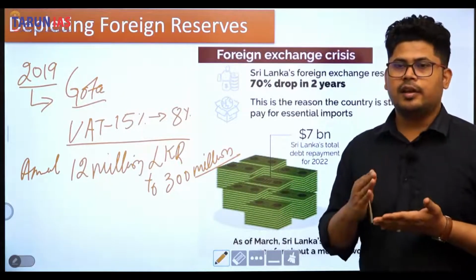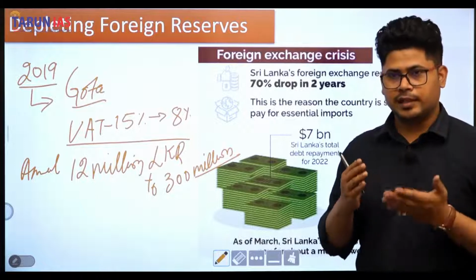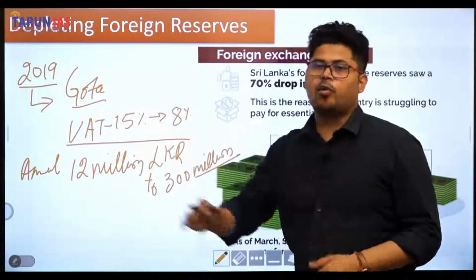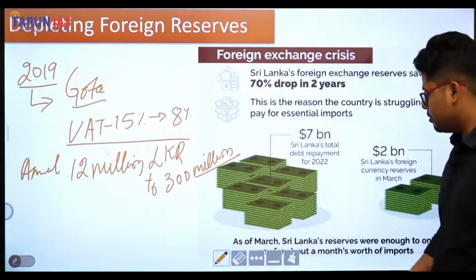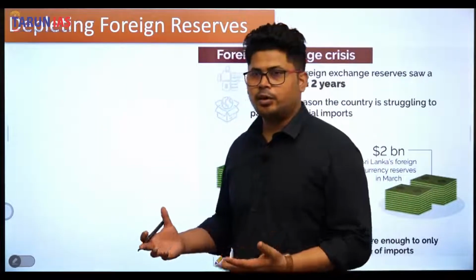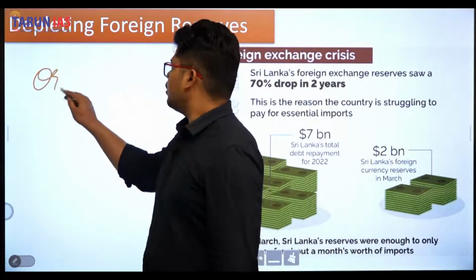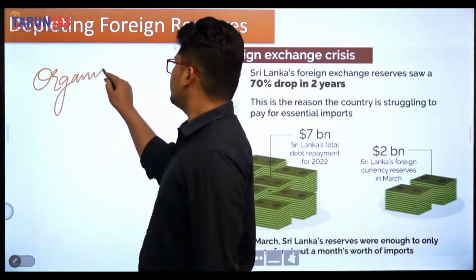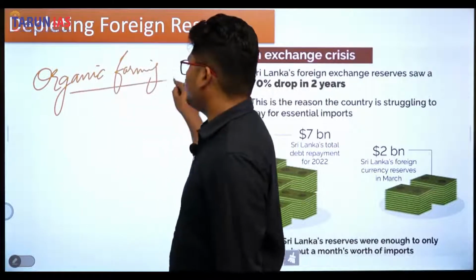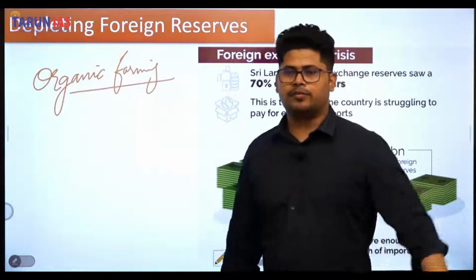check on the drain of foreign dollars, basically dollars. What they did was, they abolished all kind of fertilizers. Means overnight they switched from normal farming to organic one. Okay, overnight switch from normal farming, conventional farming to organic farming.